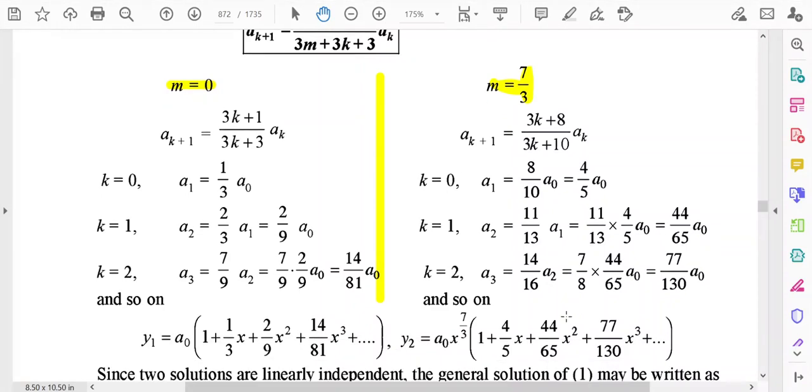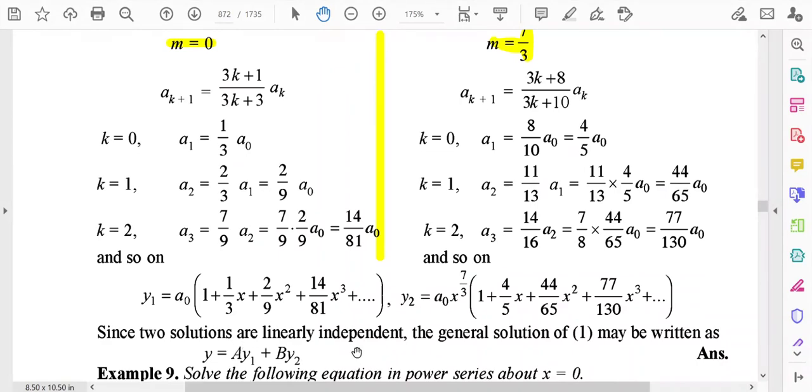Next, we will obtain two types of solution. That is, for m is equal to 0, y is equal to this one. This is the first solution. And for m is equal to 7 by 3, we will obtain another solution, y2 is equal to this one. So these two solutions are linearly independent, and the complete solution will be y is equal to a into y1 plus b into y2. So in this way, we can solve the differential equation for the particular case when the roots of the initial equation are distinct and they are not differing by an integer.